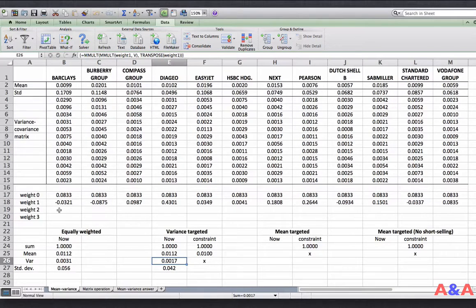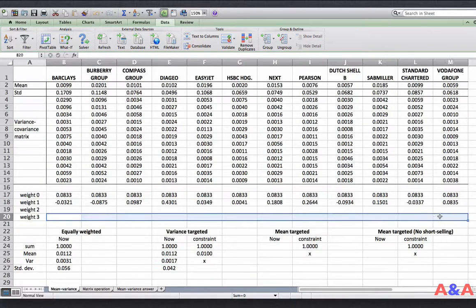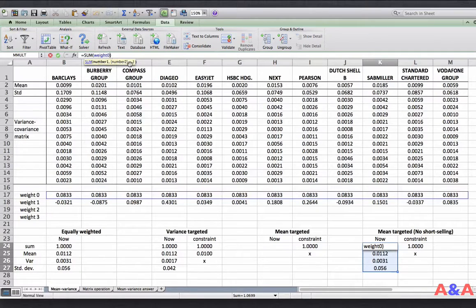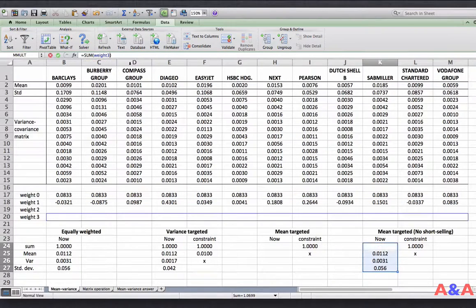I think I am running out of time, so let me skip the second problem and jump to the third problem in the previous class. The problem in which we maximize the expected return of the portfolio requiring the maximal acceptable variance. So I name this region as weight 3. And again, I copy and paste formulas and change the names from weight 0 to weight 3 in these formulas.